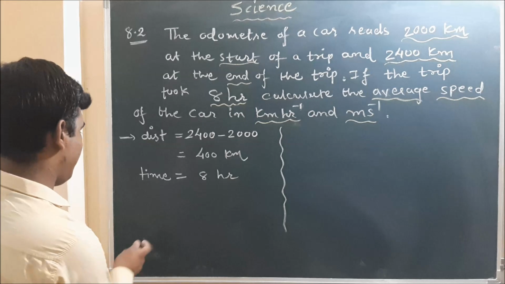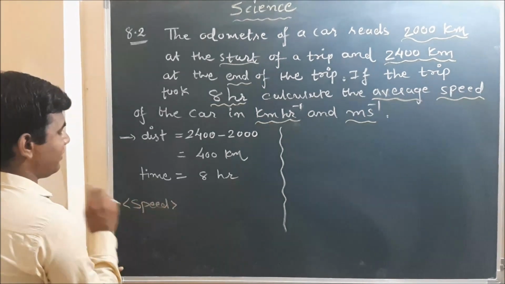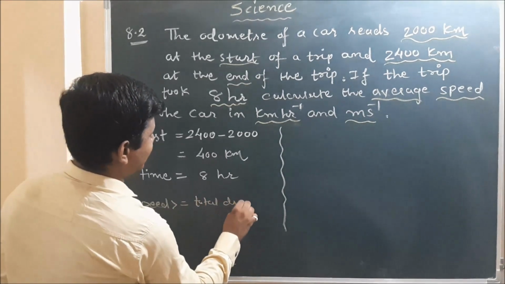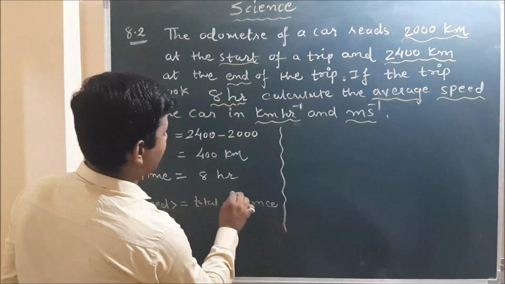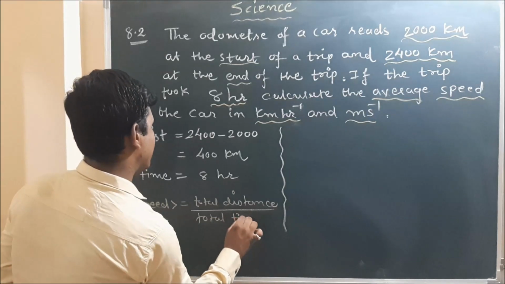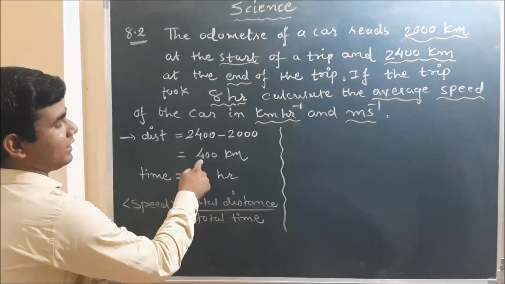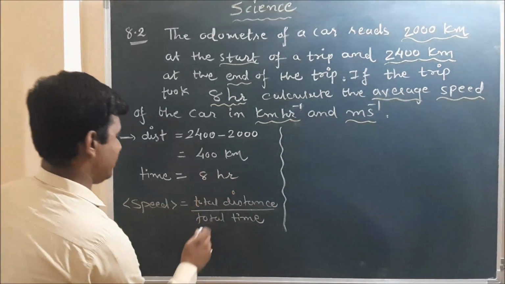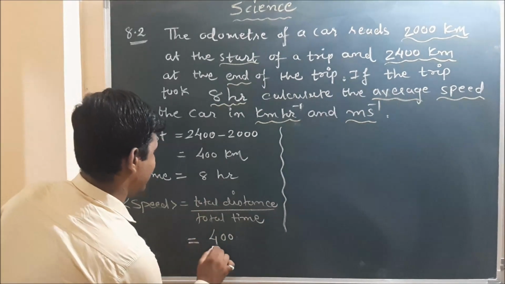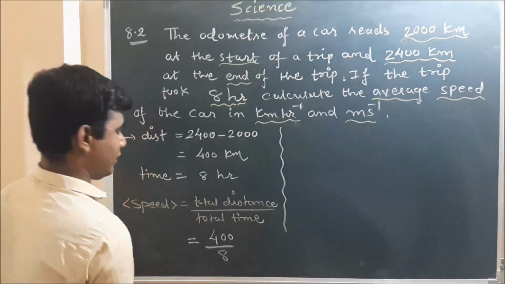What will be the formula of average speed? We can write it like this: speed, and for average we will write it like this, is equal to total distance traveled by an object upon total time. This will be our formula. According to the formula, what is the total distance? It is 400 kilometers. So we get 400 kilometers divided by how much time it is taking? 8 hours.